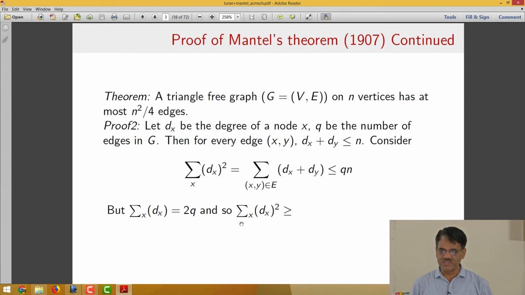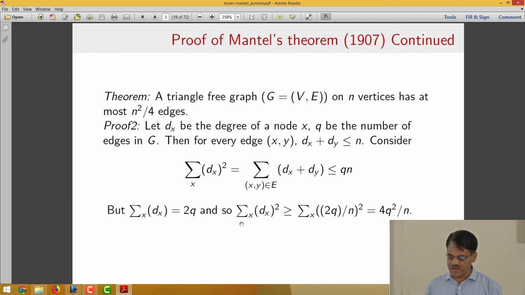So, what is the average d_x then? If summation d_x is 2q, then the average d_x would be 2q divided by n, right, because there are n vertices that add up to it. So, summation of d_x squared is at least (2q divided by n) whole squared, you are adding it over x, but there is no x at all in the term inside. So, you can multiply by n, the whole thing gives you 4q squared by n. So, we have a lower bound for summation d_x squared, which is 4q squared by n.